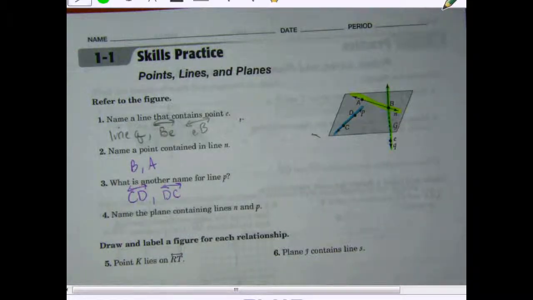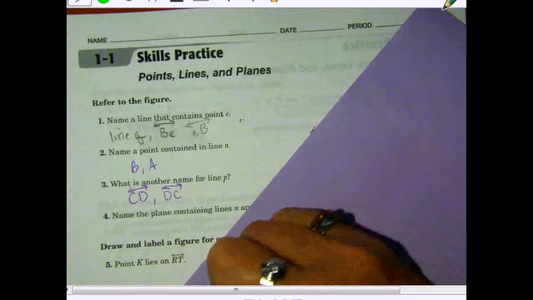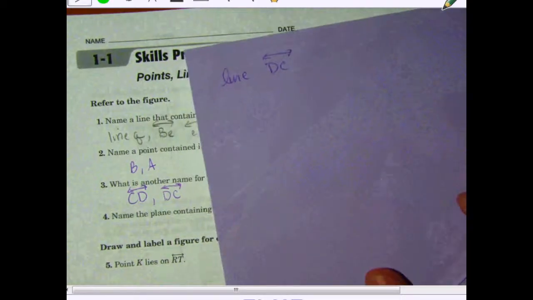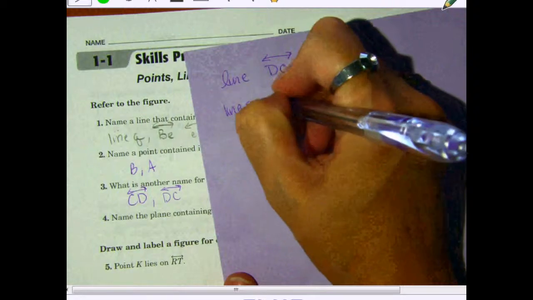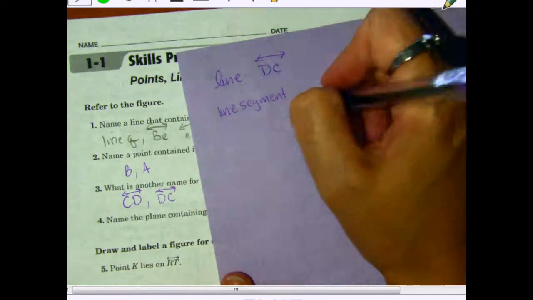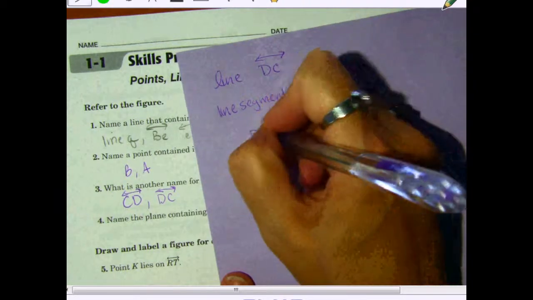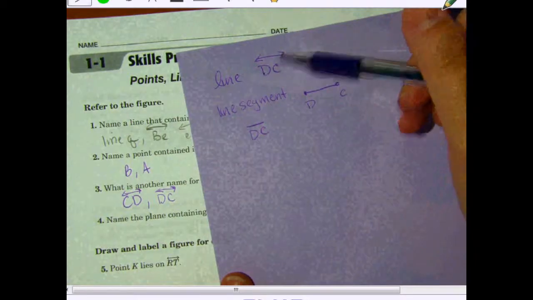So I'll just go over that really quickly. If you have a line, you have the 2 letters with the arrows over top. If you have a line segment, so that's like a piece of a line, something like this, so that was D and C, you put DC with a bar over top. And that indicates that this is a line and this is a segment.